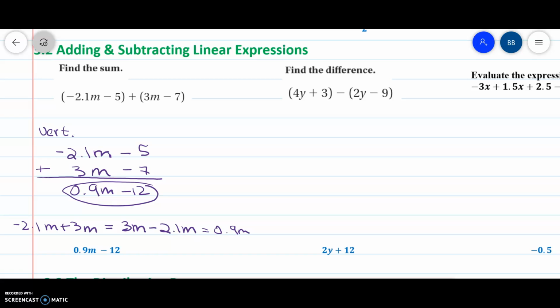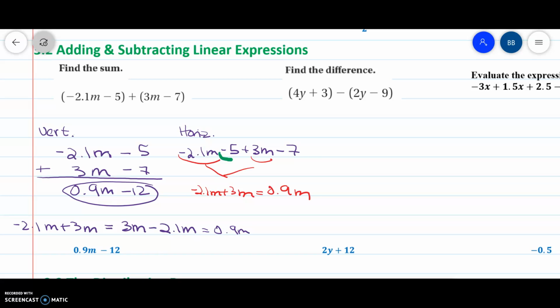If you did it the horizontal way, you rewrite the expression as one big long expression. So I would just write plus 3m minus 7. And now I identify my like terms to combine. So I have negative 2.1m and 3m. So when I do my negative 2.1m plus 3m, I get that same 0.9m.